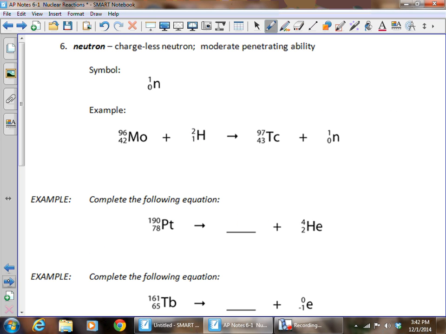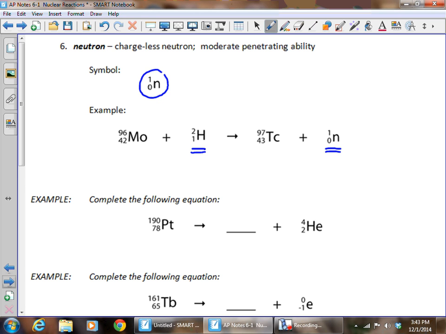And finally, the neutron. Notice the symbol for a neutron is 1 over 0. There are no protons in it, but it has one neutron. It's a neutron. So we have a 1 over 0 n for the symbol. And an example of this would be the case here where we shoot some deuterium, some hydrogen 2 particles, at some molybdenum 96. And when we do, we end up with technetium 97, and it gives off a neutron or emits a neutron in the process.